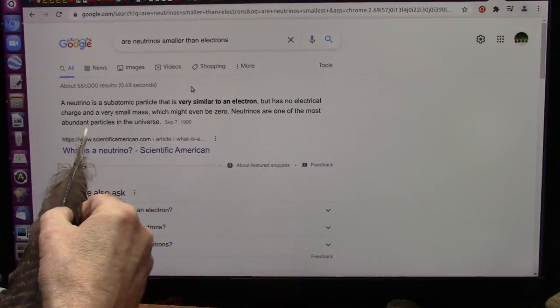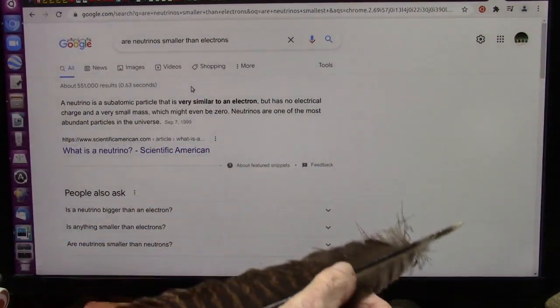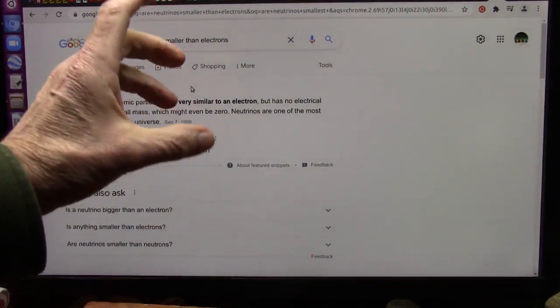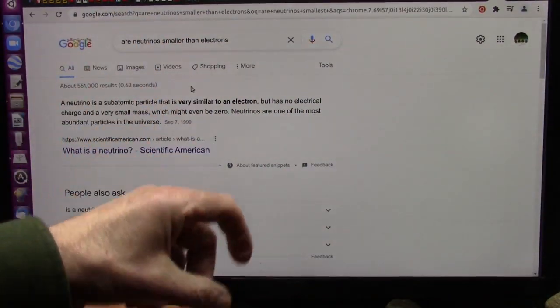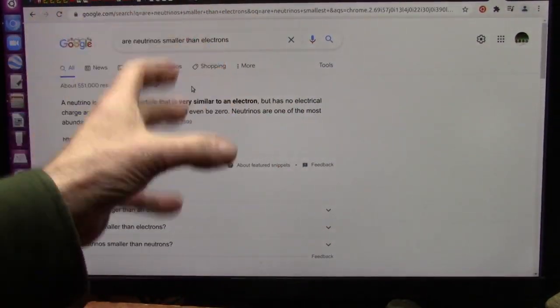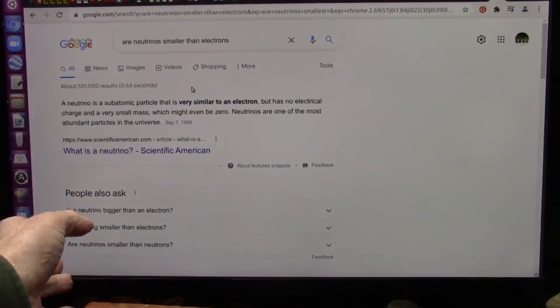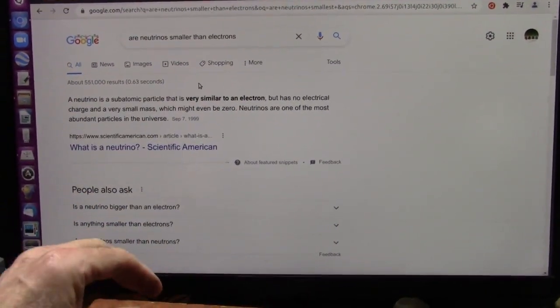Neutrinos are one of the most abundant particles in the universe. They are the universe. Every single neutrino is part of light or electricity or matter. That's all there is. If they want to call them neutrinos, that's fine.